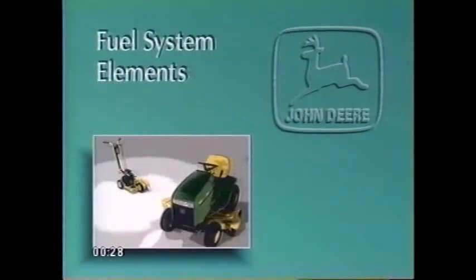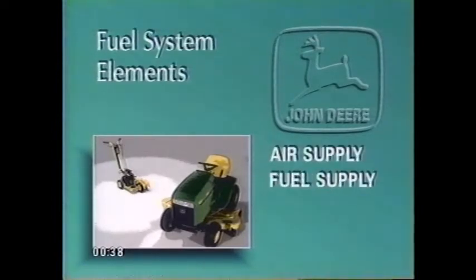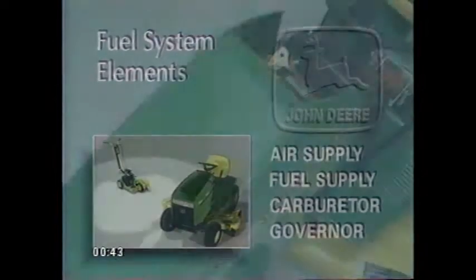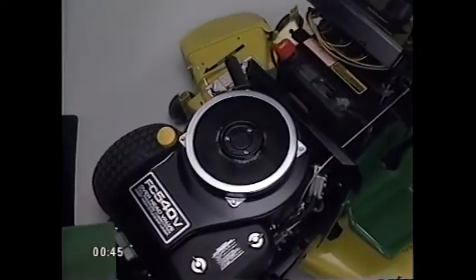Fuel systems on Kawasaki engines have several different elements which must work together to provide the best engine performance. They include air supply, fuel supply, carburetor, and governor. We'll start with the air supply.